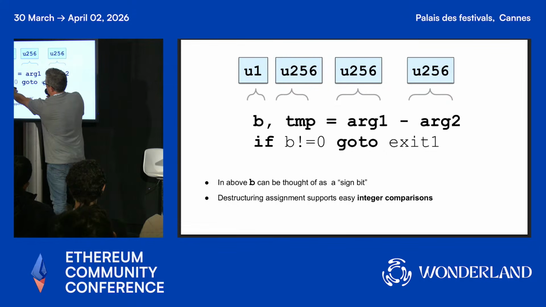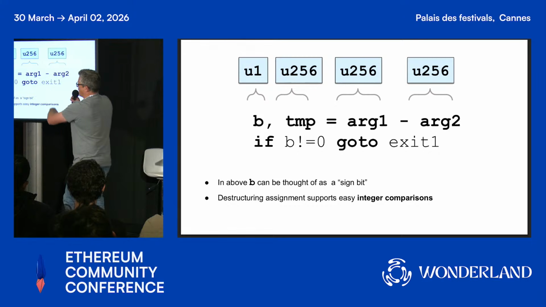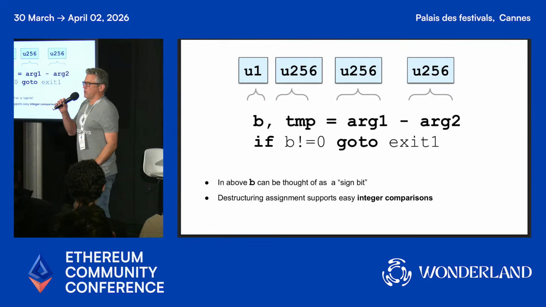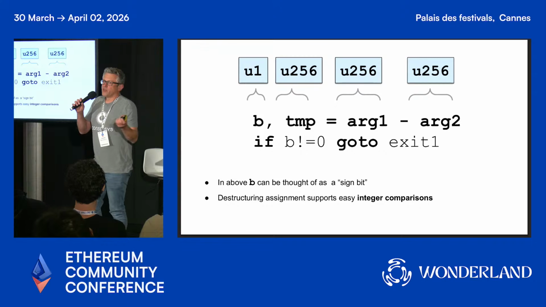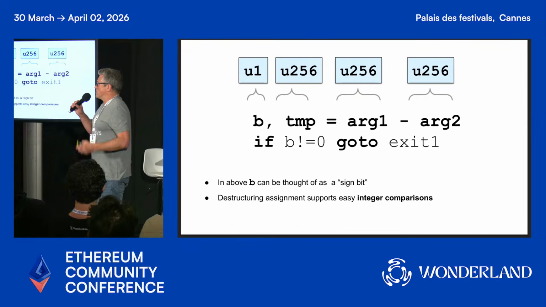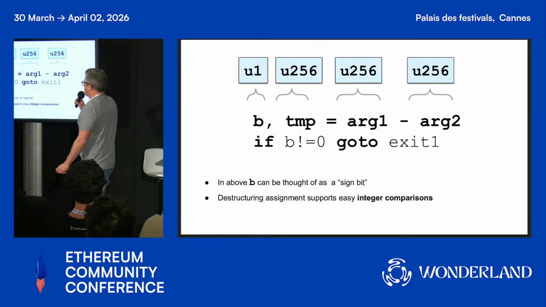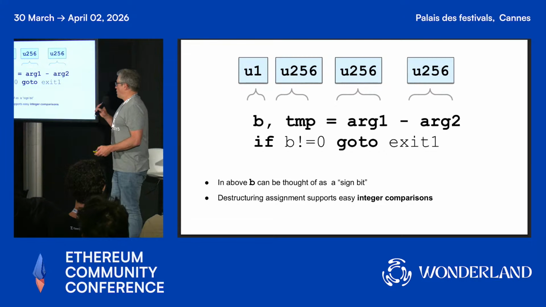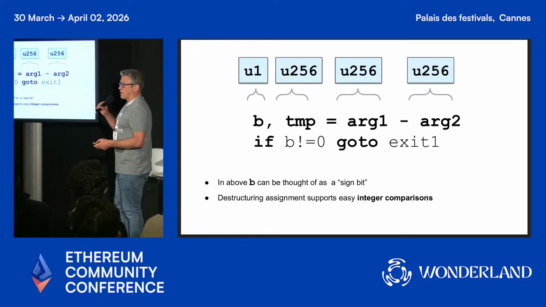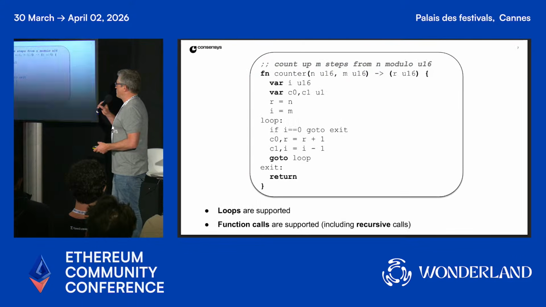So down below, we're basically making a check. Is the borrow flag 0 or 1? If it's 1, then we go and handle the case where arg2 is greater than arg1. In this case, temp is basically just an unused variable that's there. It's a witness, really. It's a witness to the subtraction. So yeah, that syntax is reasonably powerful for doing comparisons, for example.